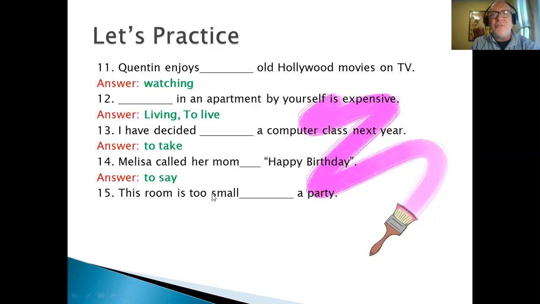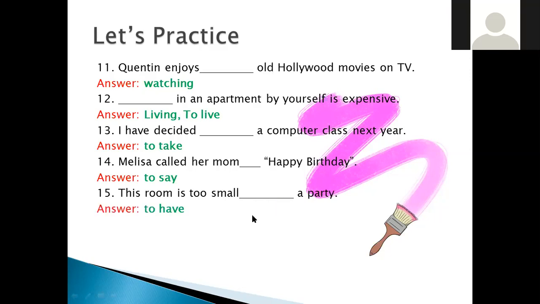This room is too small to have a party. Right. Too small to have. Infinitive with too small. Right. Remember, too small, too tired, too busy. Is too small to have. All right.